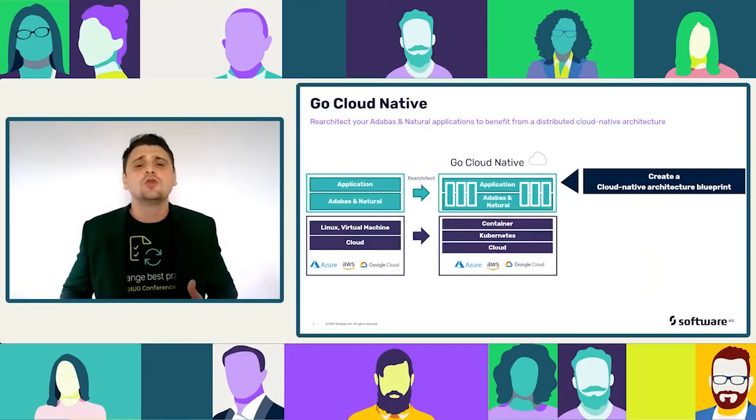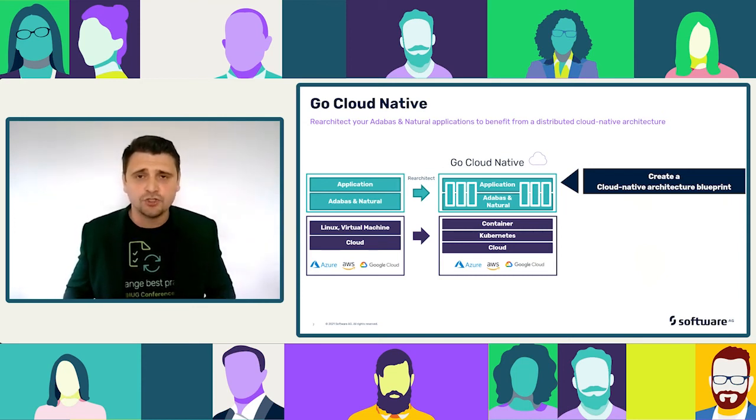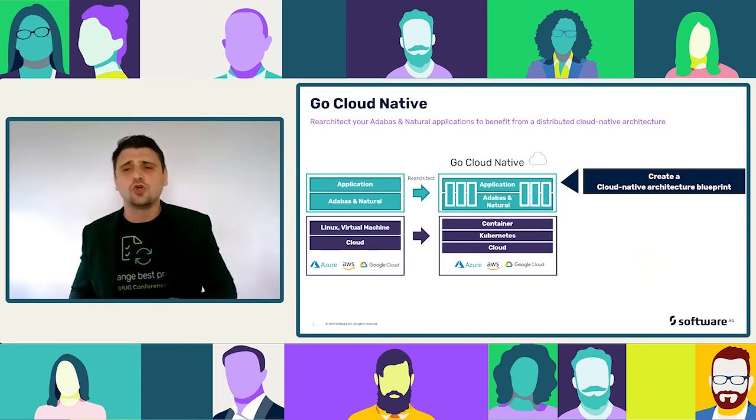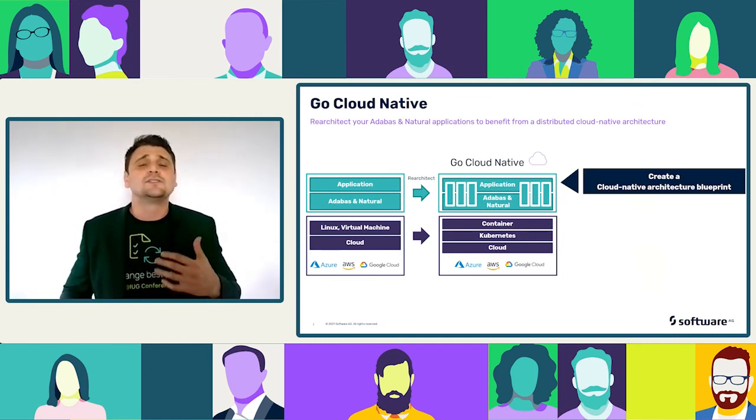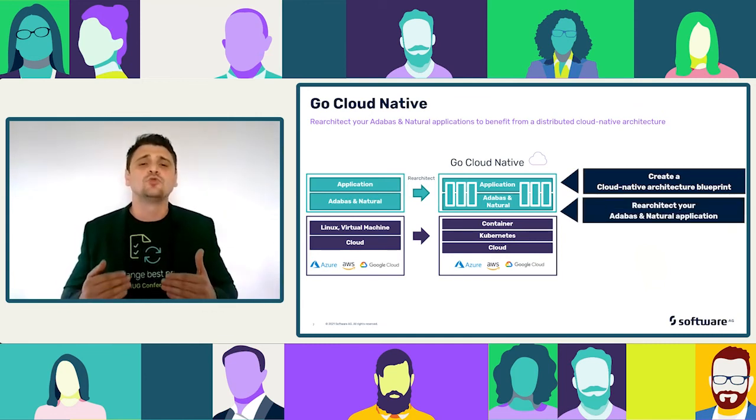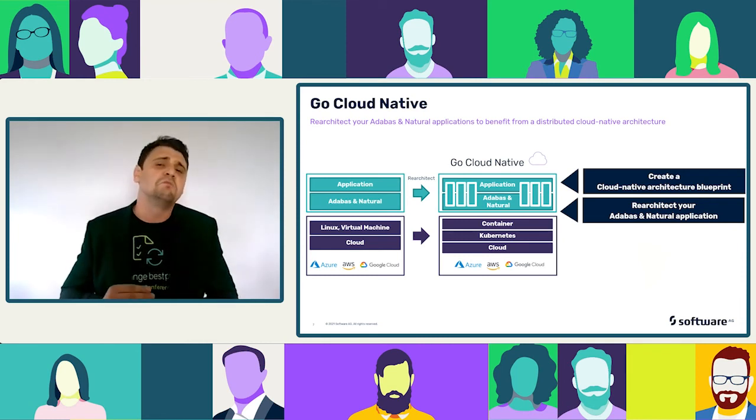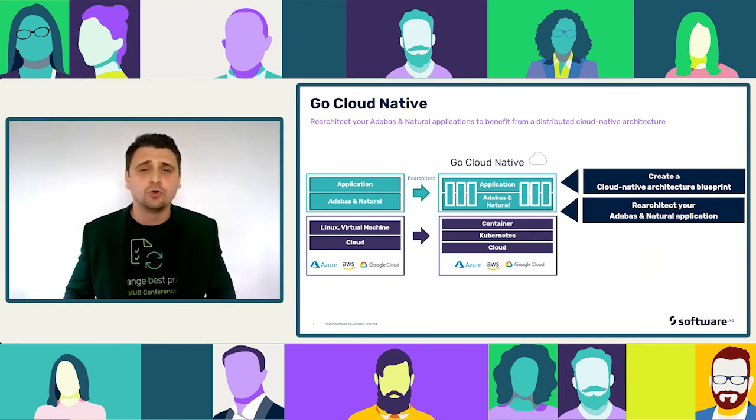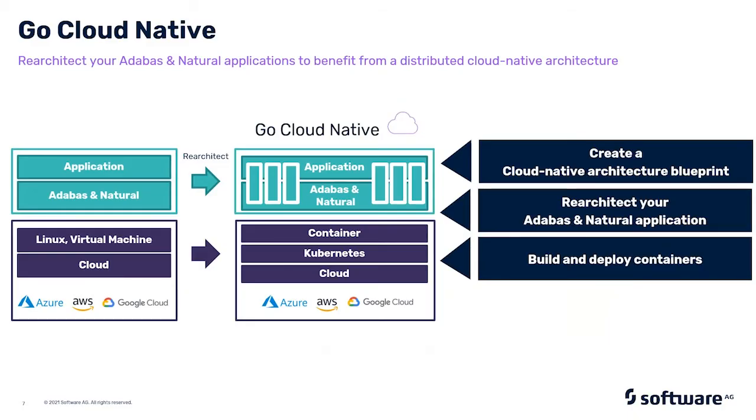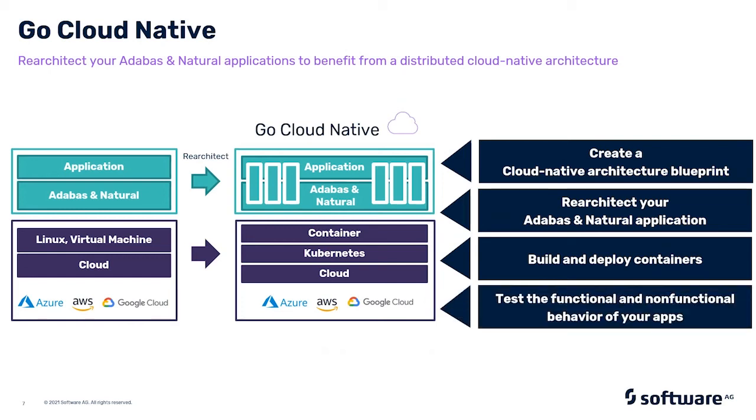However, in this approach, you will be required to create cloud native architecture blueprints for your application. This doesn't mean that you have to change your sources or your data. It is changing the way how you deploy it. So you have to re-architect your deployment pattern. But also for this, we have created in collaboration architecture blueprints where we can support you with a generic approach to serve this. And then you can build your containers and deploy them in this modern IT environment. And of course, finally, you will have to test the functional and non-functional behavior of your application.